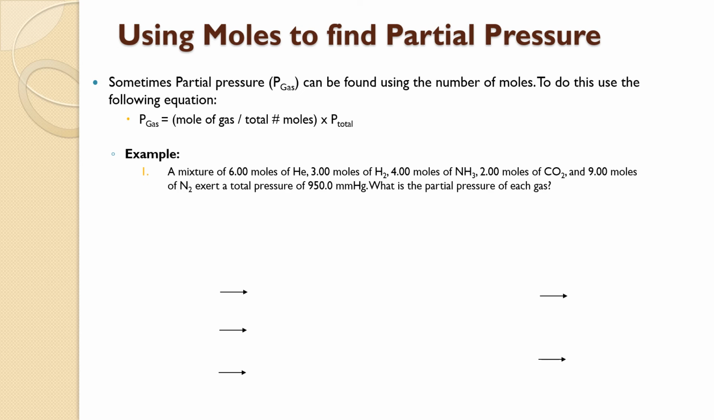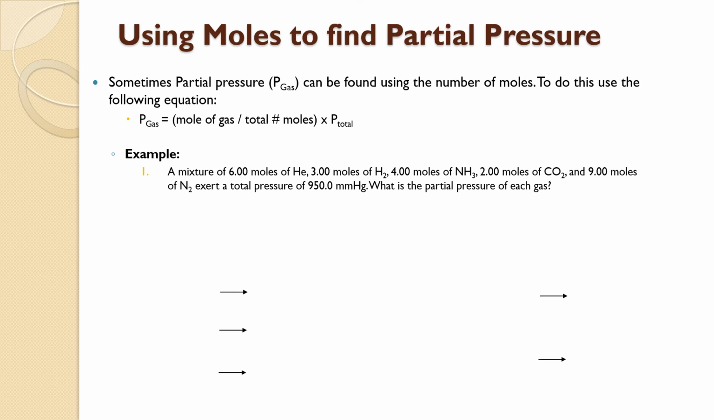Using moles to find partial pressure. Sometimes partial pressure, which is the P of the gas, can be found using the number of moles. To do this, use the following equation. The partial pressure of the gas equals the number of moles divided by the total number of moles in the problem, multiplied by the total pressure.